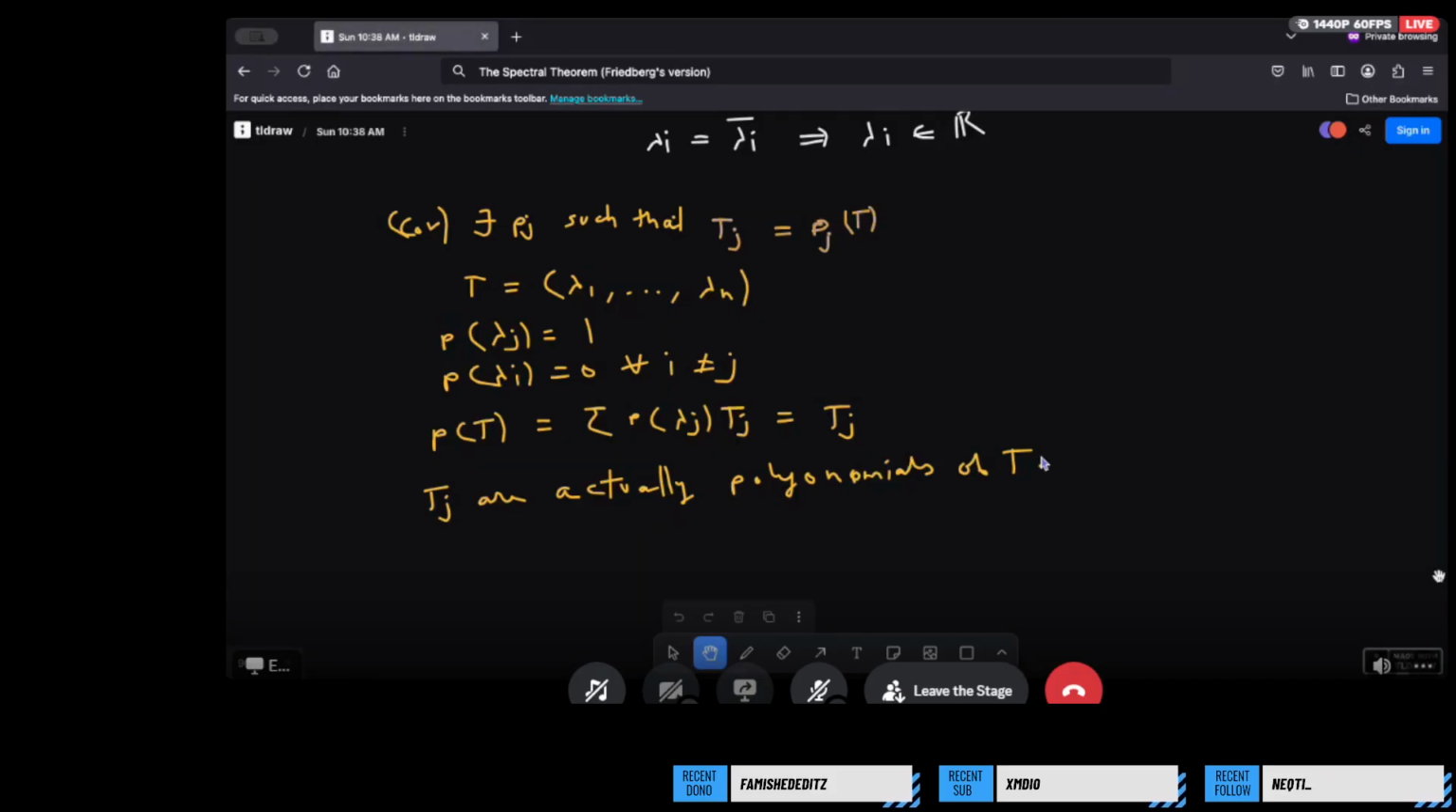And this is everything in Friedberg 6.6.